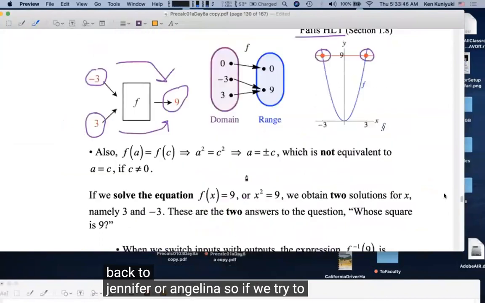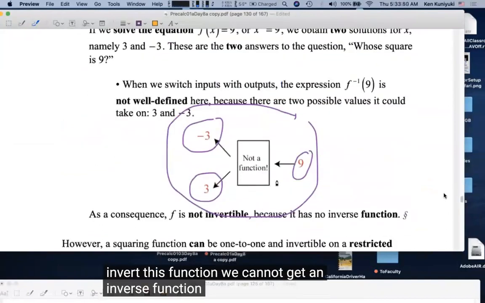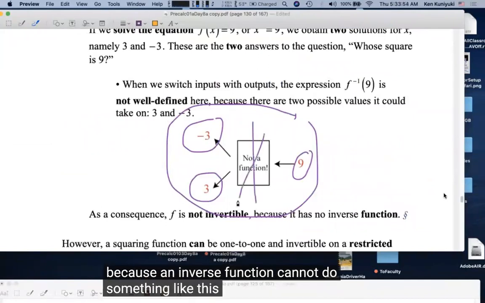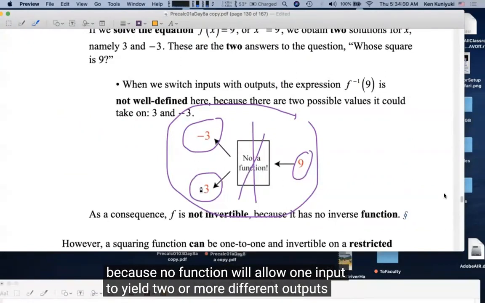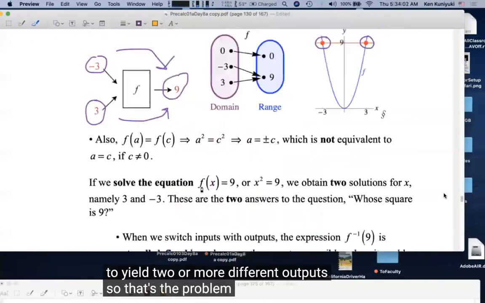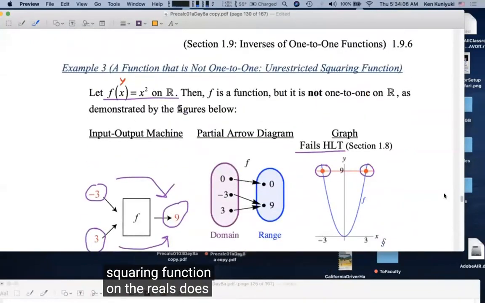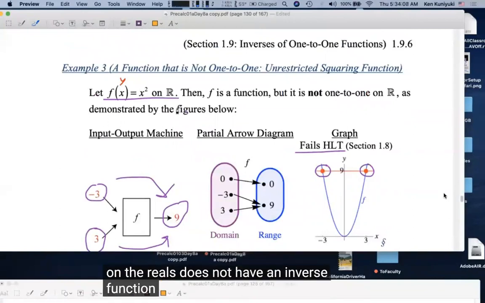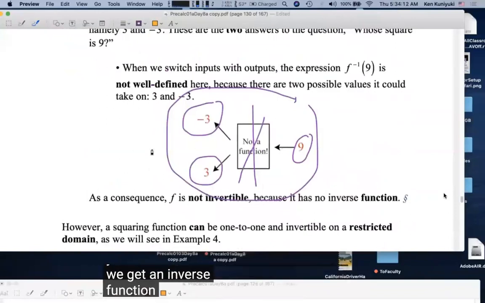So if we try to invert this function, we cannot get an inverse function because an inverse function cannot do something like this. Because no function will allow one input to yield two or more different outputs. So that's the problem. As it stands, the squaring function on the reals does not have an inverse function. You cannot reverse these arrows so that we get an inverse function.